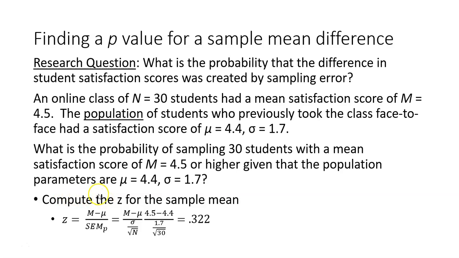What we need to do now is compute the z-score. What we do is we find the deviation score, the difference between the sample mean and the population mean, so 4.5 minus 4.4, and then we divide that by sampling error. So how far apart was the sample mean and the population mean? How far was that? And then we're going to divide that by the typical amount of sampling error. And that's what the SEM is. It's the average or typical amount that any given sample mean of that size we would expect to deviate from the population. So if we compute this number, we're going to get this z-score of 0.322, which of course has a p-value associated with it, and we need to find that by using Appendix A.